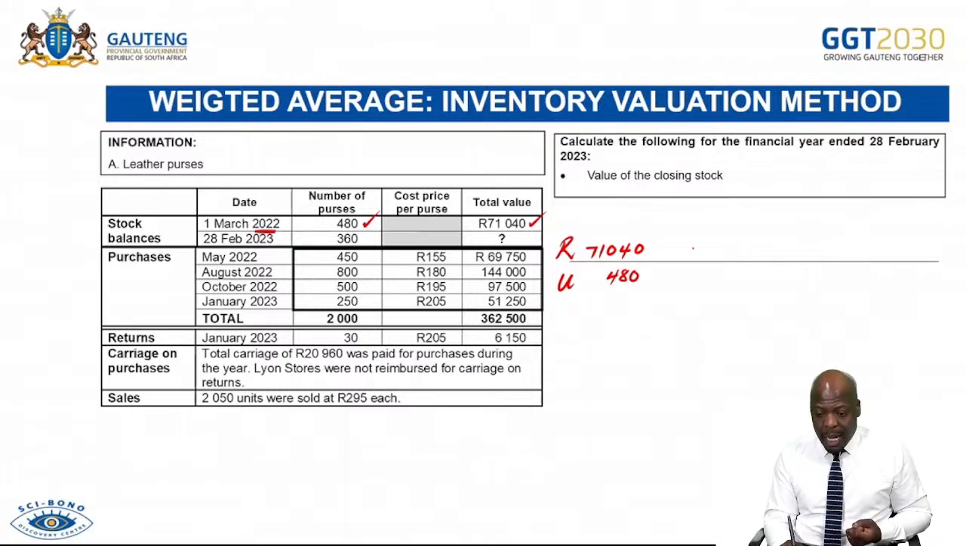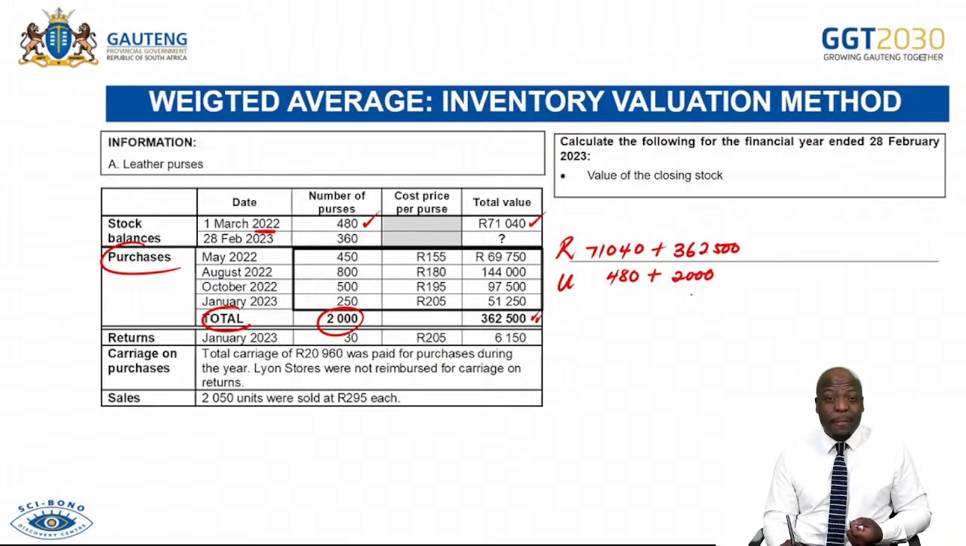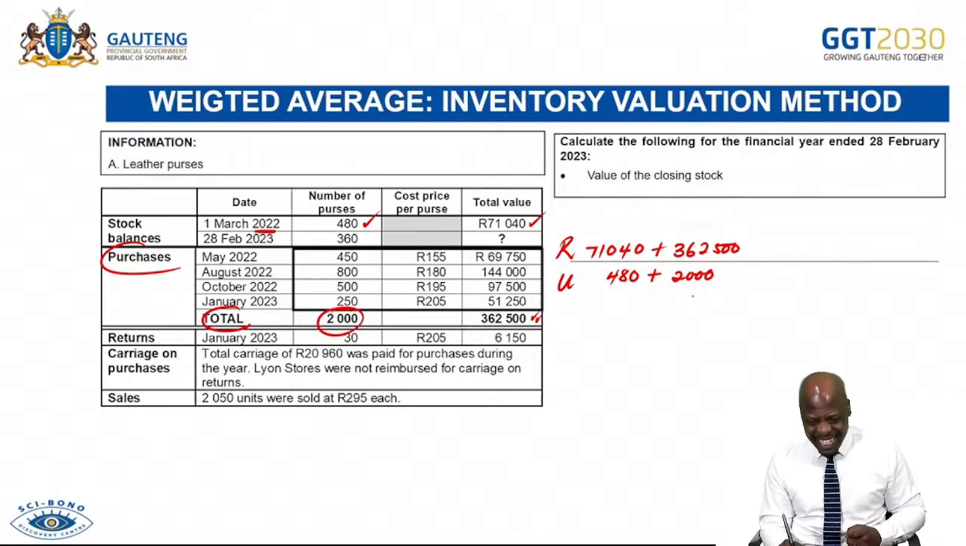Can I go on? Then I'll say plus. Plus what? Plus my purchases. So I'll come here. I have my total purchases. My total purchases is 362,500. So plus 362,500. How many units were they? 2,000. So I'll come here and say plus 2,000 units. Are we still okay? All right.